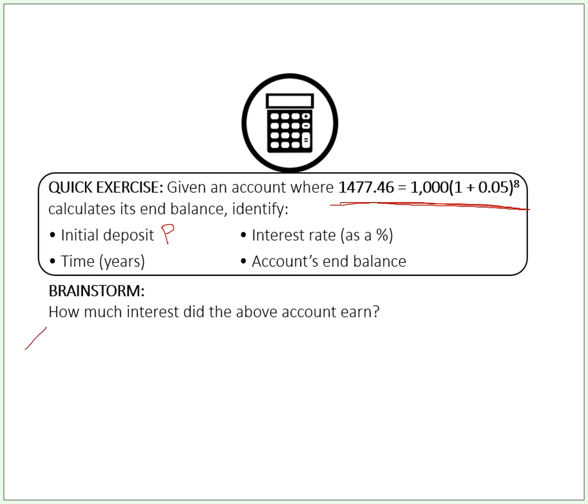This one you need to work. Okay, and it's real simple because it says how much interest did the above account earn? If $1,000 is my principal, $1,477 is what I ended up with, then the difference between these 2 numbers, subtracting it, will tell you how much interest you earned.